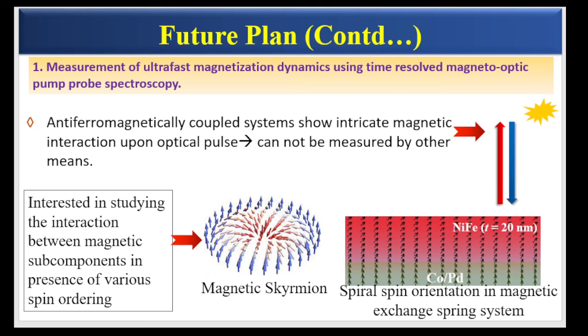In antiferromagnetic systems, there are two spin components which cancel each other. Therefore, such a system does not interact with an outside magnetic field. But upon optical excitation, they undergo intricate interaction with each other which cannot be measured by any other means. I am also interested in studying how the spins interact with each other in presence of various spin ordering such as chiral magnetic structure, spring-like structure, etc.